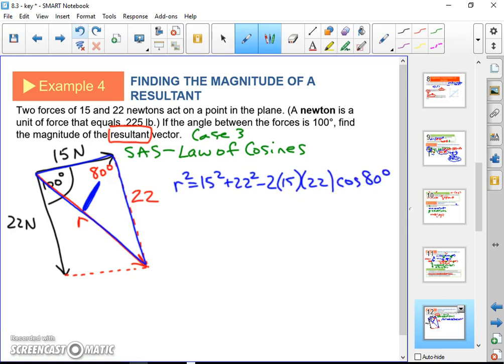The most common mistake that people make is they don't find that 80 and they just plug 100 in right there. That's not going to cut it. If you think about what that would find, if you use the 100, it would end up finding this side, and that's not going to be the same thing as the resultant force. If I'm thinking about my dog walker problem, that would be the distance between the two dogs' heads, I guess, and that's not what I'm finding. I'm trying to find the resultant force.